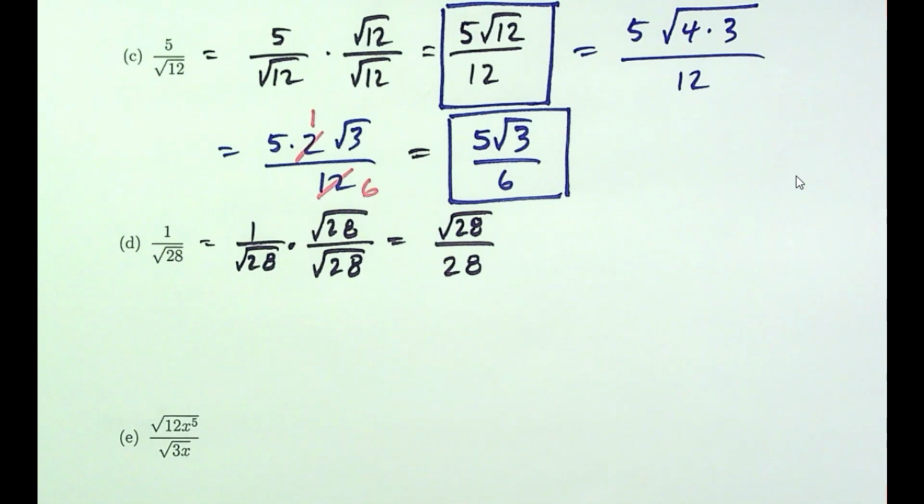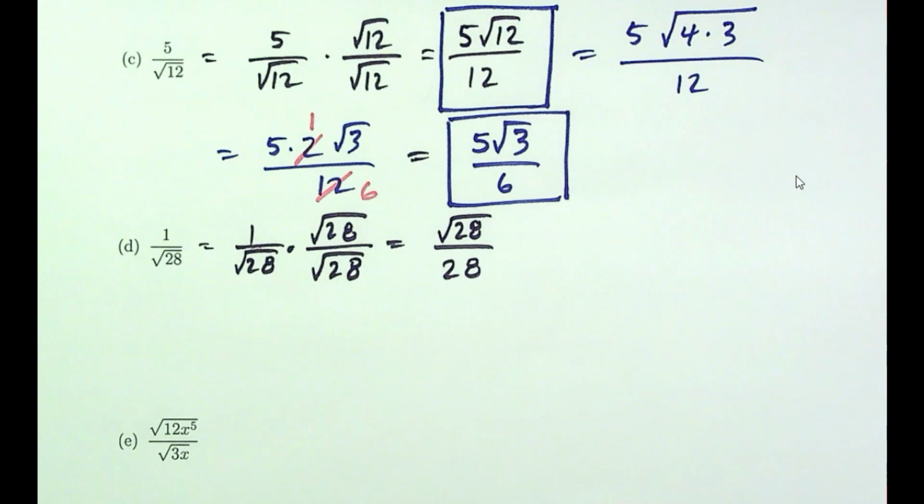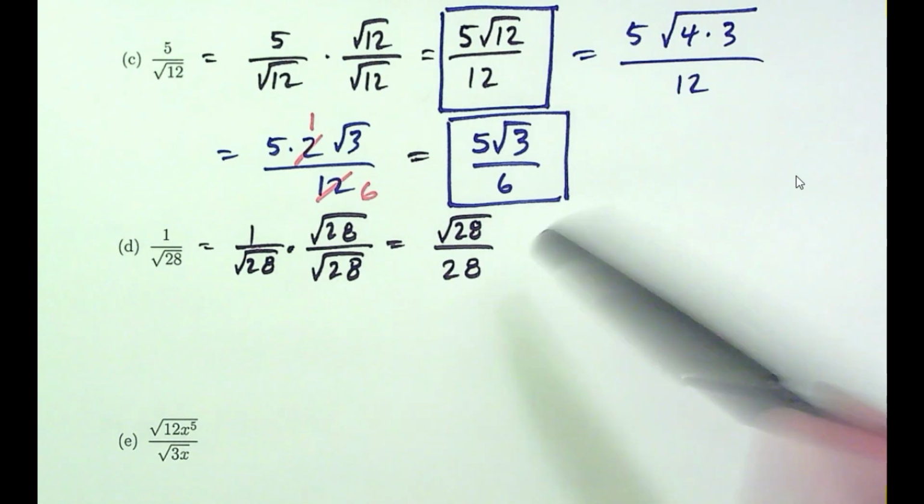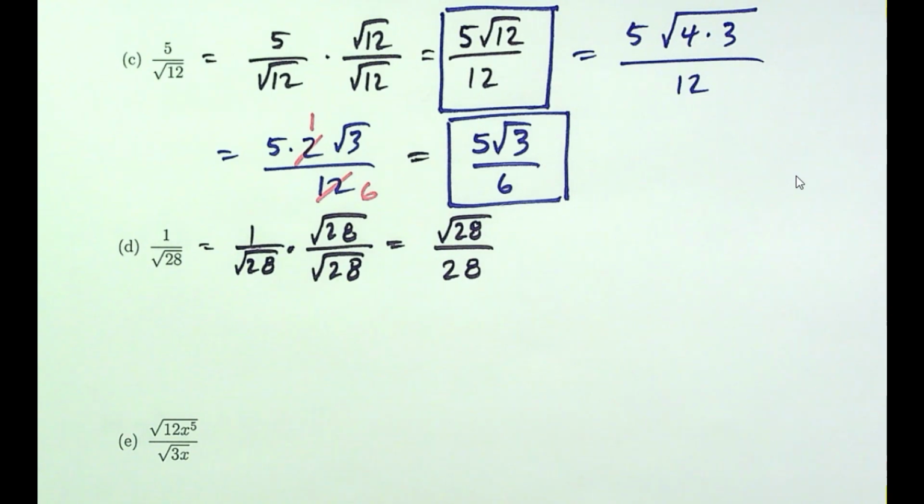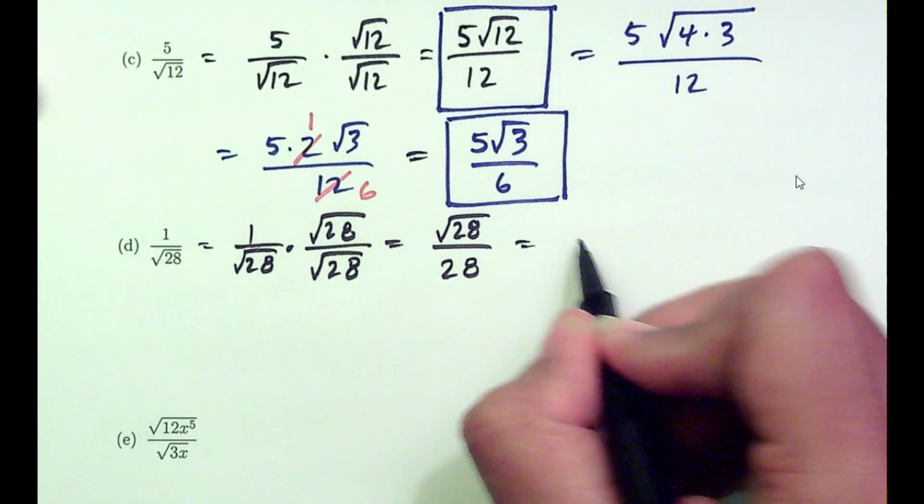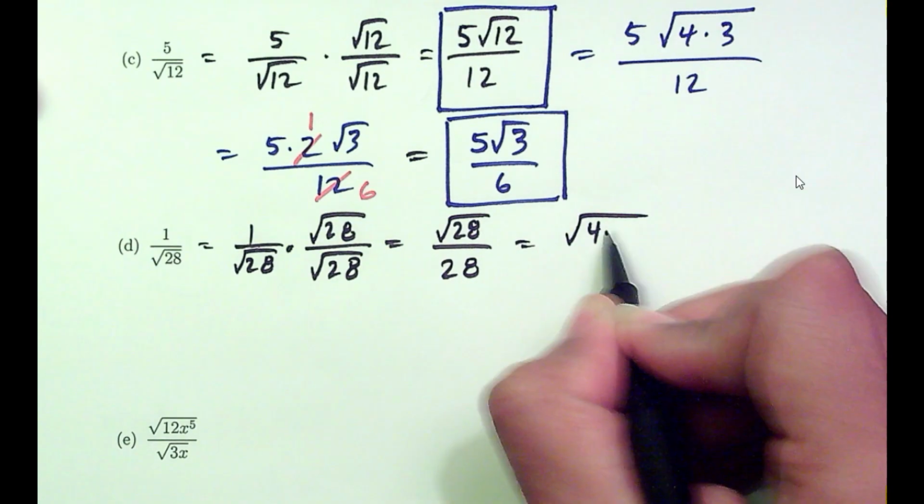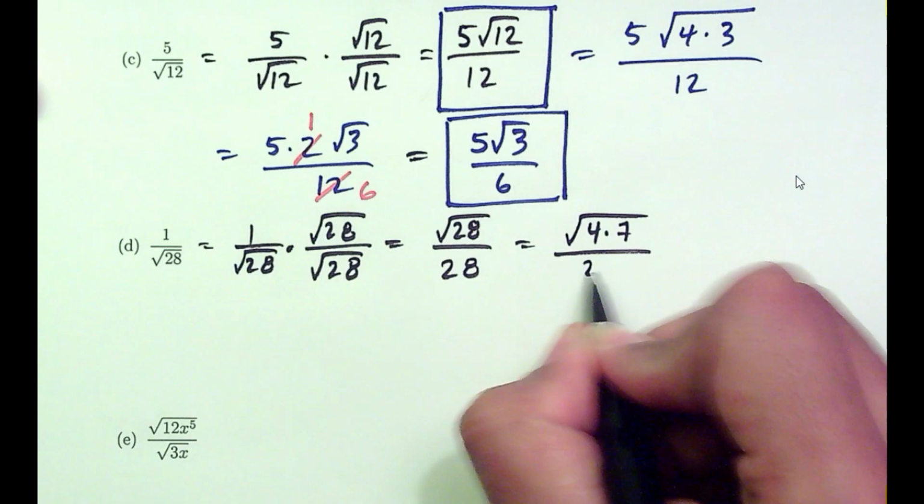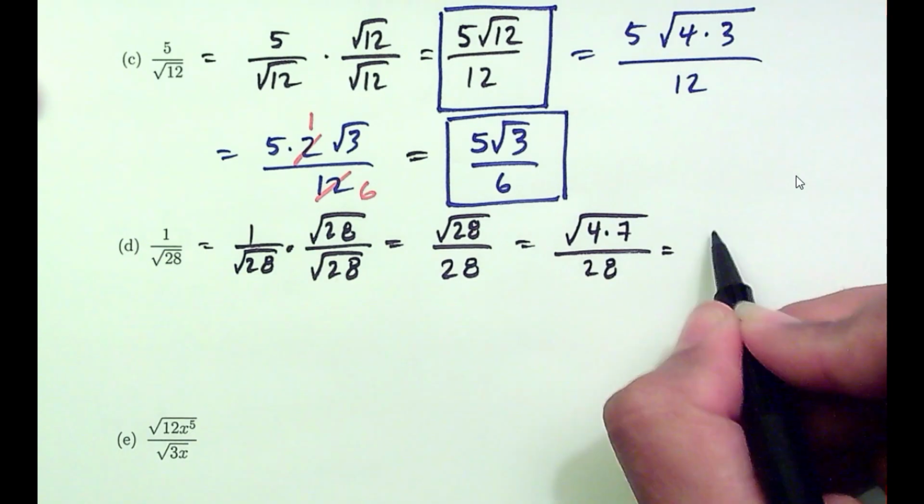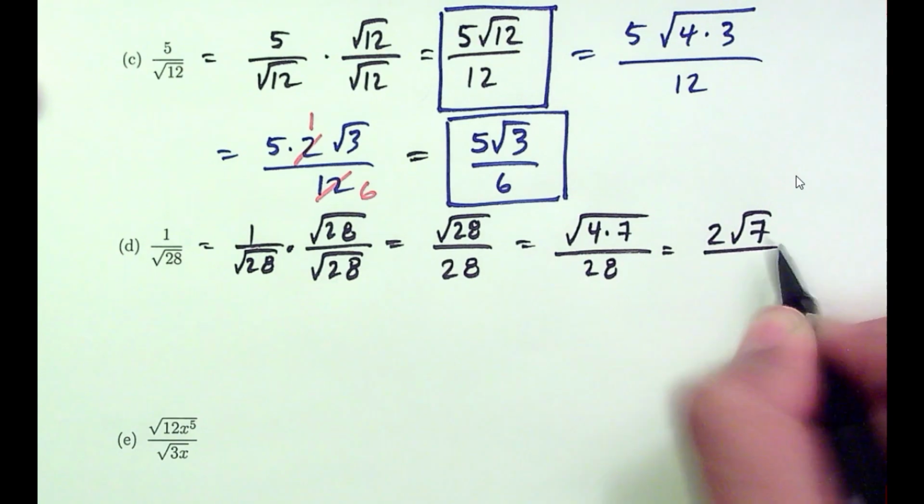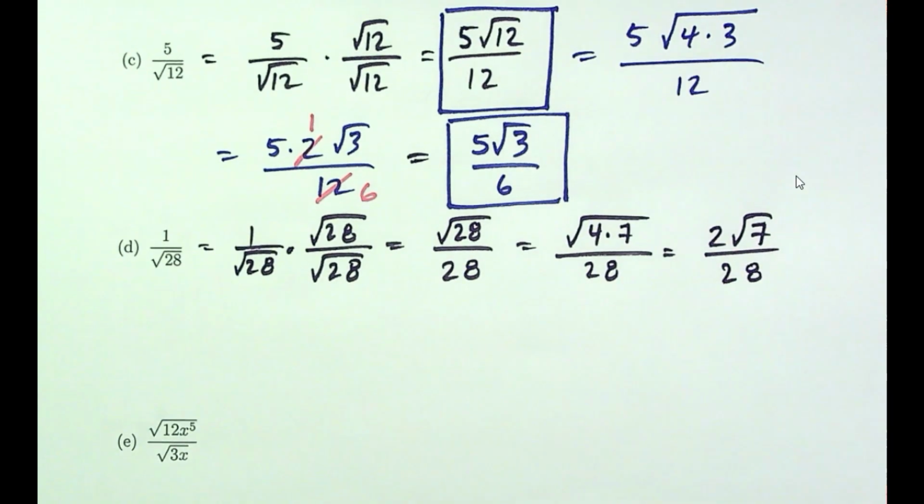So now we're not going to make the same mistake of thinking that we were done, because you think, can I simplify the square root of 28? Yes, we can, because you can break up 28 into 4 times 7, and 4 has a square root that is a whole number. So I can break this up into the square root of 4 times 7 over 28. The square root of 4 is 2, so the 2 goes outside and the 7 stays inside, and you get 2 square root of 7 over 28.